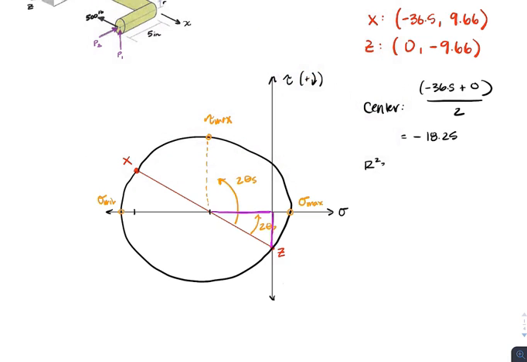So that radius that we're going to find, r squared, is going to be equal to 9.66, which is the coordinate of our z point, squared, plus the coordinate of the center, which is 18.25, squared. So when you do that, you should get a radius that is equal to 20.65. So now that we got those 2 main points, we can go ahead and solve for what our sigma max and sigma min are.